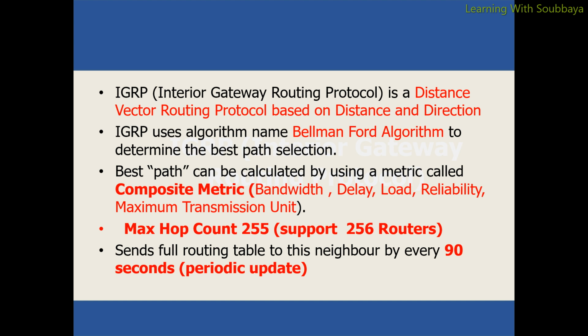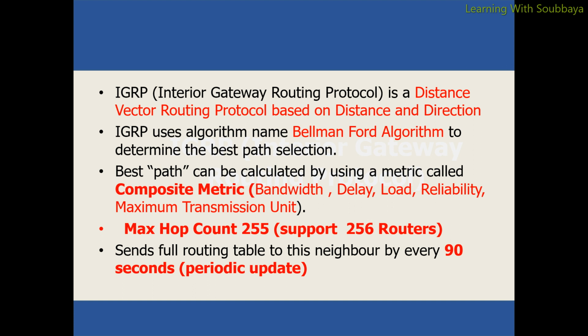Maximum hop count: how many hops are supported here? 255 hops. That means 256 routers are supported in the IGRP protocol. How is the update sent from one router to another? It sends the complete routing table to its neighbor every 90 seconds. Periodic update only. This is a characteristic of the IGRP protocol.